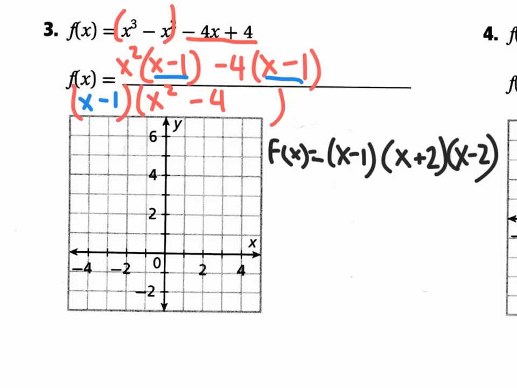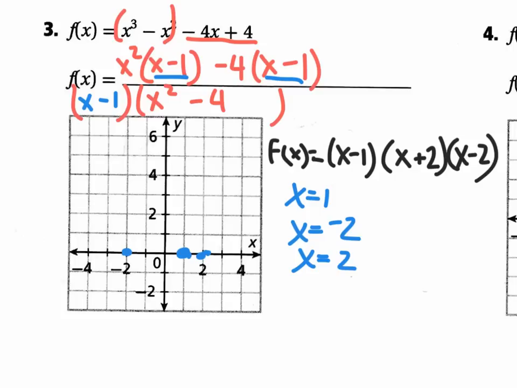Now, once it's in factored form, it's cake. Why? Because you know that the answer has to be x equals 1. If you set that equal to 0, it equals 1. This has to be x equals negative 2, and this has to be x equals positive 2. So we get those answers: x equals 1, x equals negative 2, and x equals positive 2. All of them only happen once, so there is no multiplicity on these. So here's 1, here's negative 2, here's positive 2.